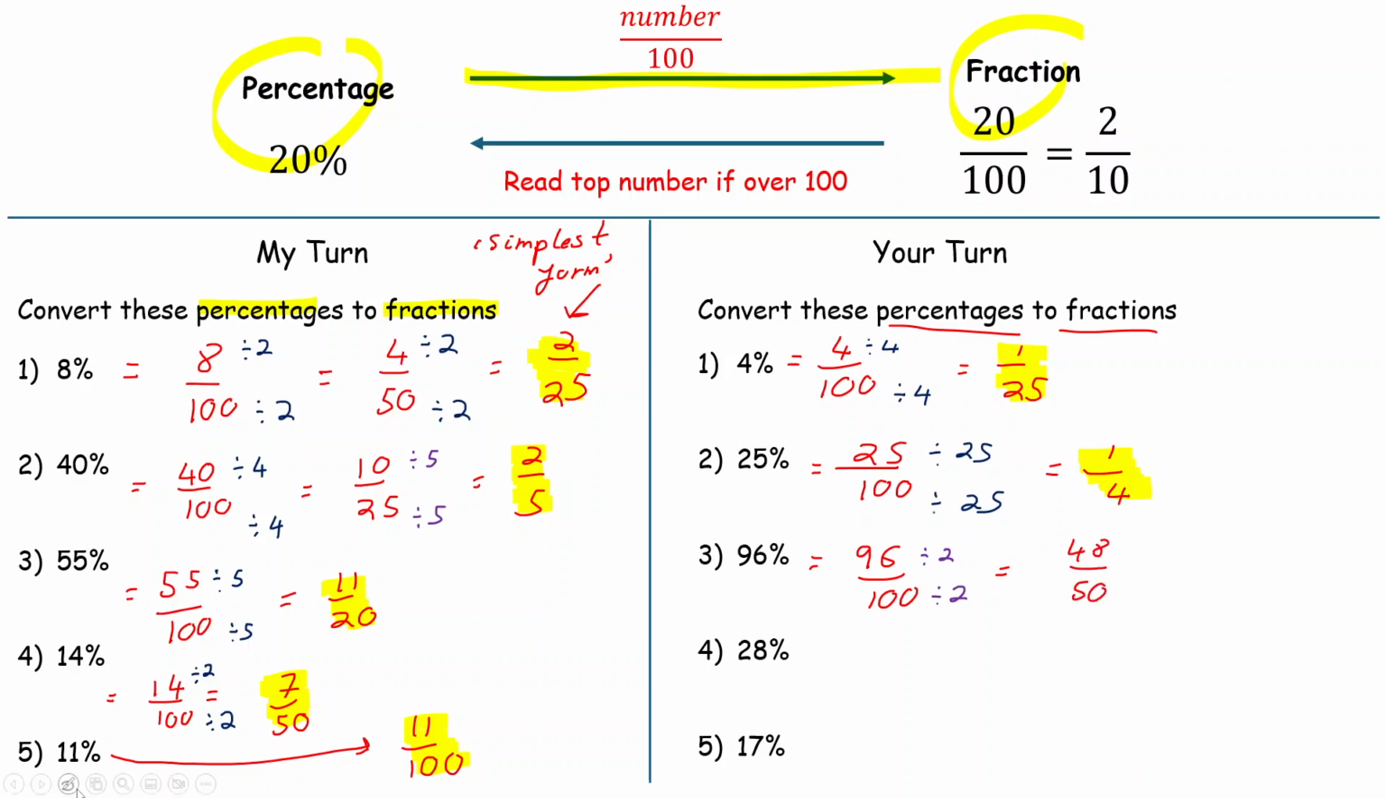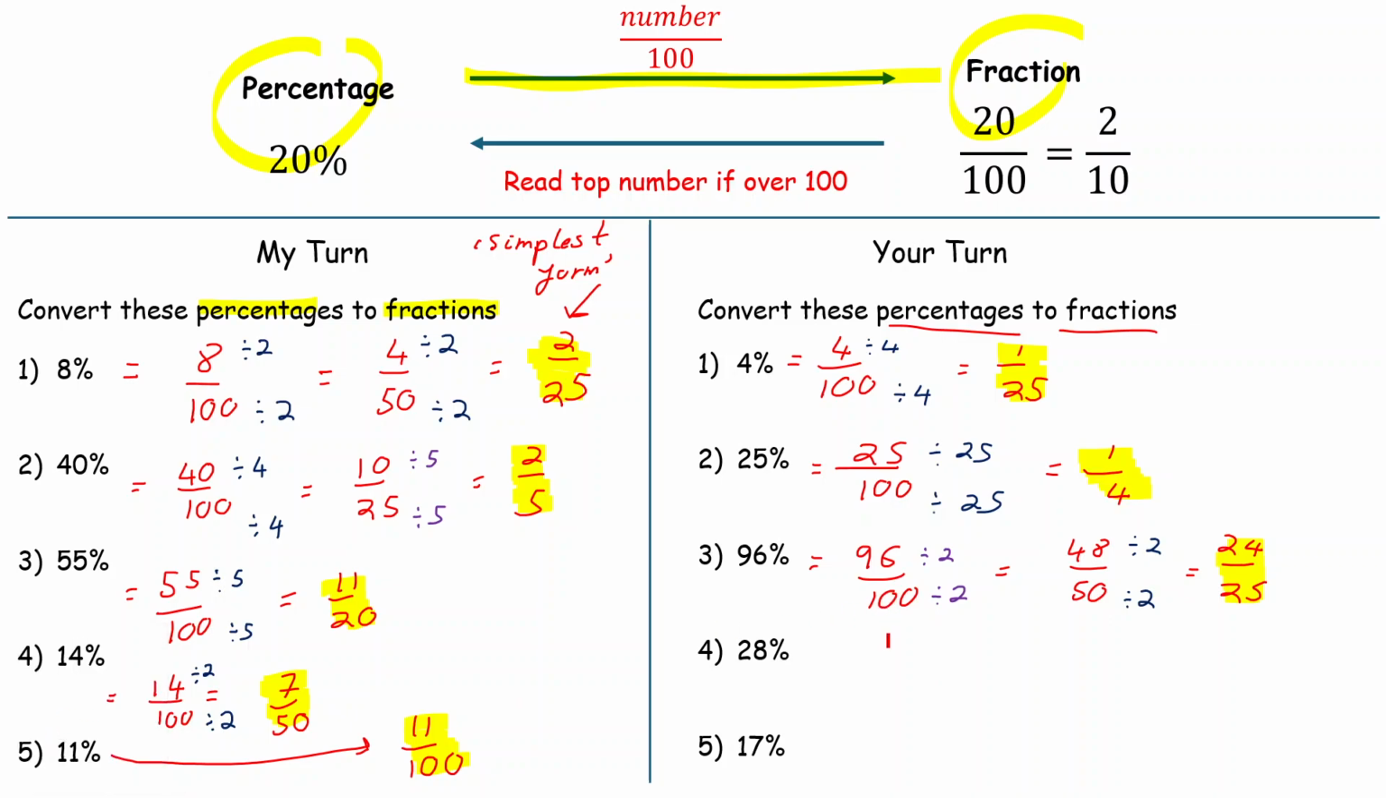But again, 48 and 50 are both even. So let's divide by 2 again. 48 divided by 2 is equal to 24. 50 divided by 2 is equal to 25. And now there's no other factor of 24 and 25. So this actually is your simplest answer. So 24 out of 25. Again, this is equivalent to this, which is equivalent to this. But again, this is your best answer. It's in its simplest form.